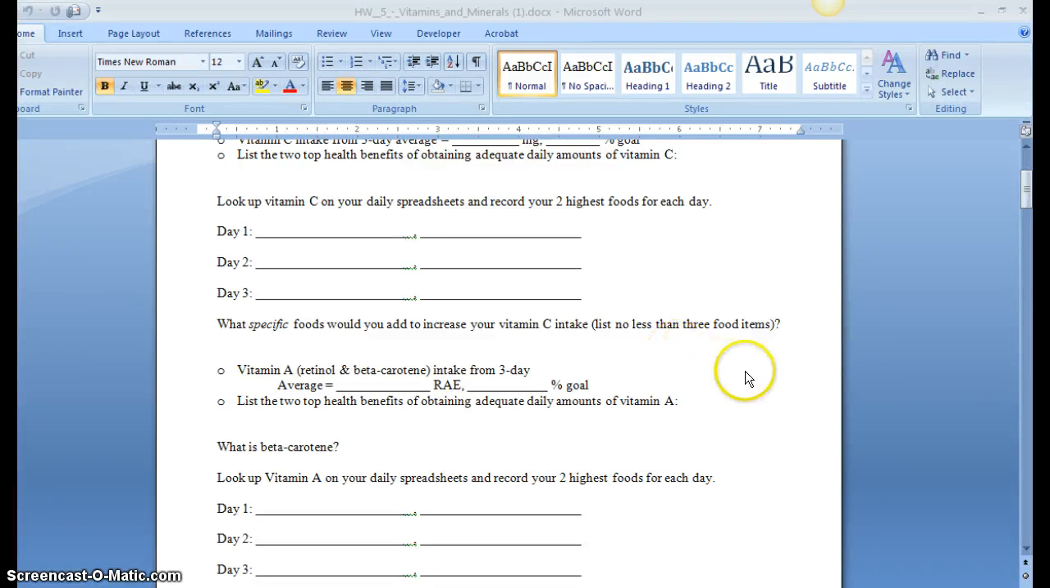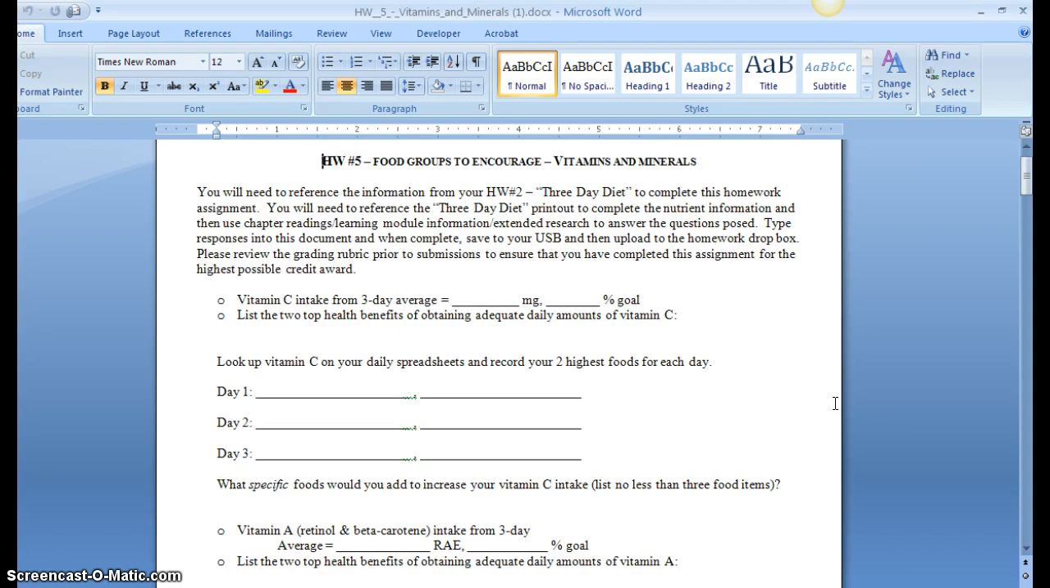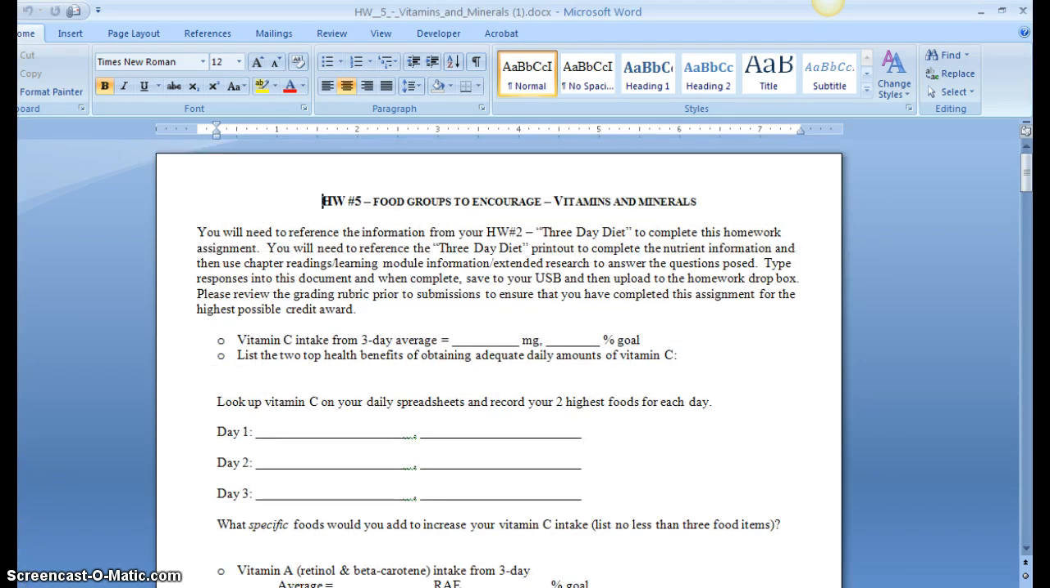Hello, I wanted to take an opportunity to review the homework assignment and learning module number 5. There were a couple of questions regarding the homework assignment, specifically about some of the vitamins. This is really an interesting homework assignment. You're going to be able to see the interaction that certain minerals have on vitamins and, vice versa, the interaction that vitamins have on minerals.